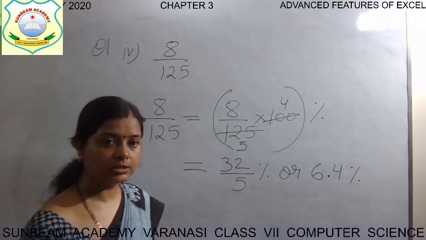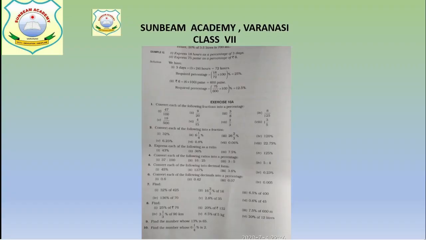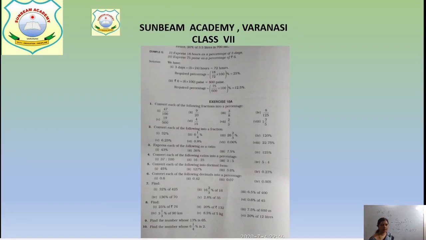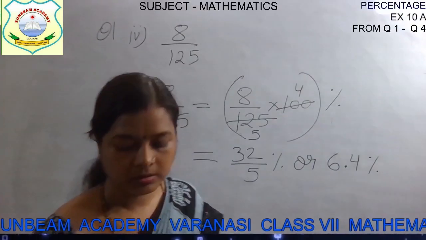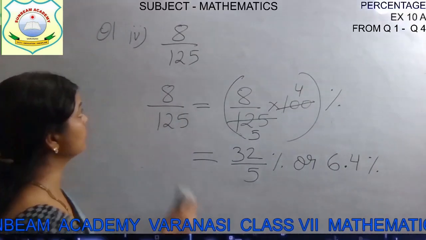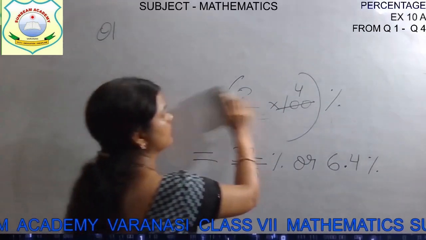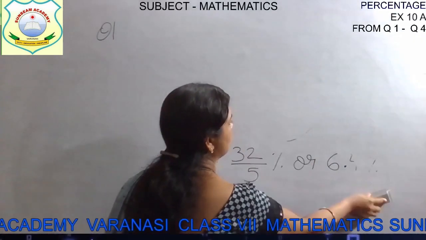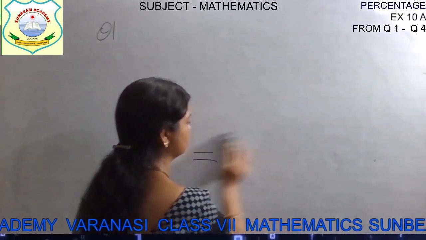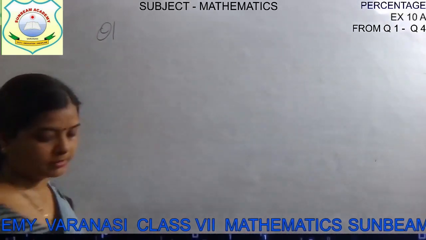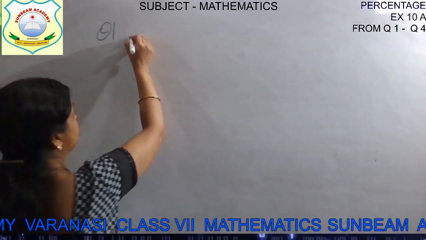Children, next question is question number 6. 4 by 15. I'm going to write it. You also write it down in your notebook. 4 by 15, children. I think you will solve before me. Question number 1, 6th part.